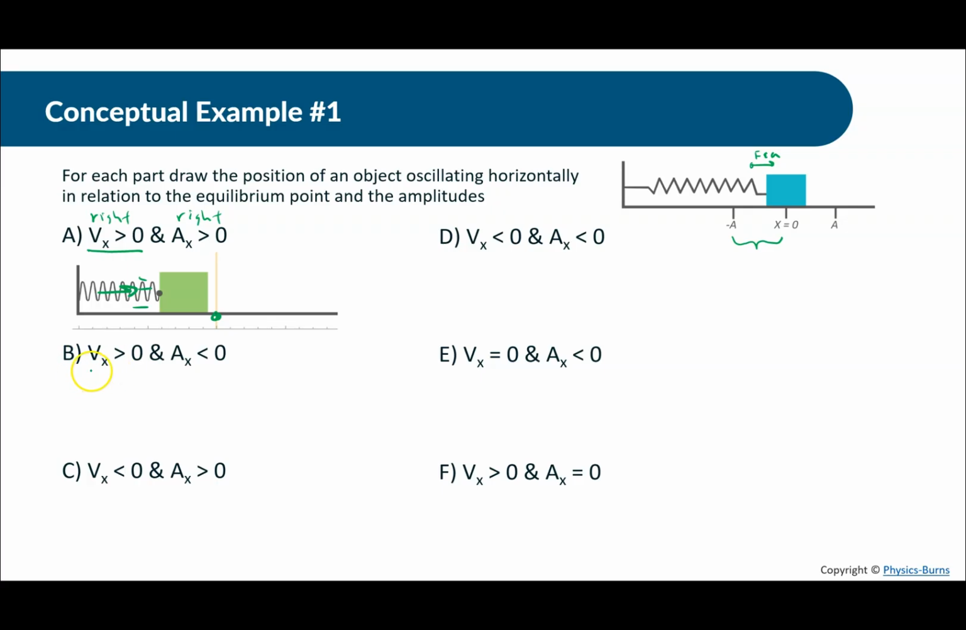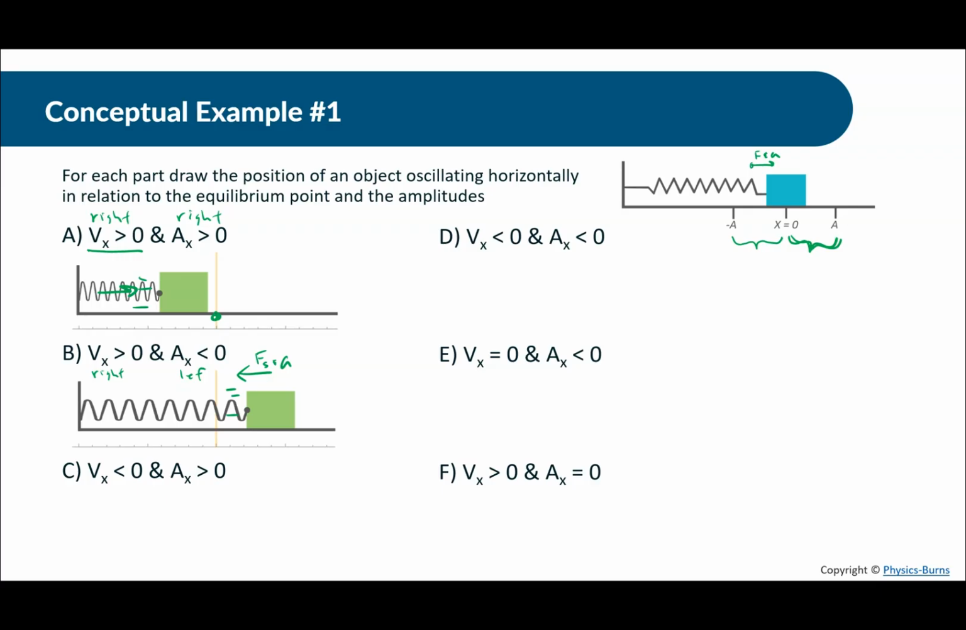But this one over here, the velocity is greater than 0, meaning it's going to the right. And acceleration is less than 0, meaning it's going to the left. If it's less than 0, that means it needs to be in this part of the block. So that means it should be like this. And how is that what's happening? It's moving in this direction, going to the right. However, it's slowing down, and the spring is trying to pull it back, the force of the spring, and it's accelerating to the left. Okay, so it's moving to the right, but it's slowing down.